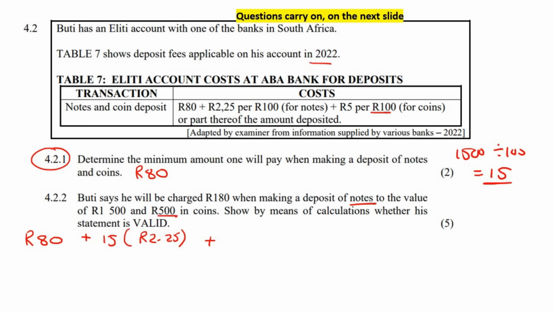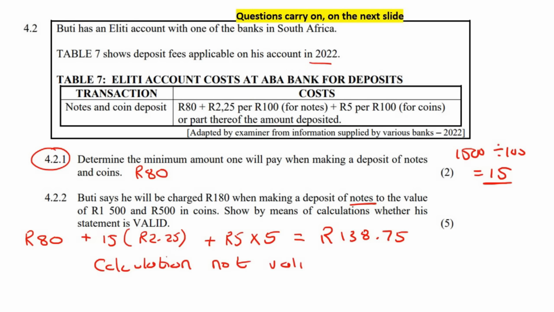And then for the coins, he does 500 Rand. And how much do you pay? You pay 5 Rand for every 100 Rand. So how many 100 Rands does he have there? Well, he's got 5 of them. So he's going to pay 5 Rand times 5. Okay? And if you work this all out, you only end up with 138 Rand and 75 cents. So Booty is a little bit wrong. So we'll say that his calculation is not valid.